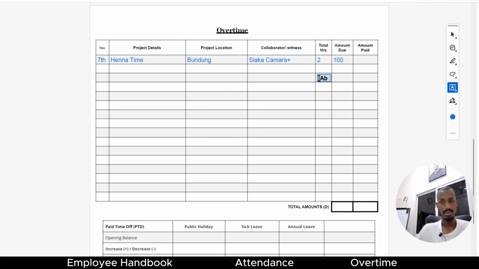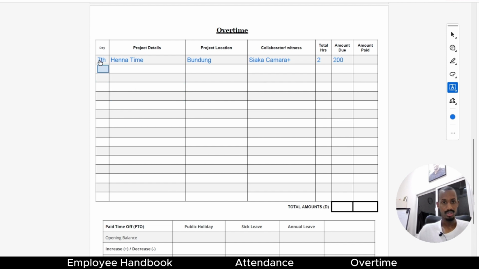Remember, amount due. How do you calculate amount due? Amount due is equal to the total number of hours times the pay rate. The pay rate is $100. So this is supposed to be 200. So 200 is owed to me by the company. I might take it today, I might take it tomorrow, I might leave it until the end of the month. So it's my choice. You see how it's done?